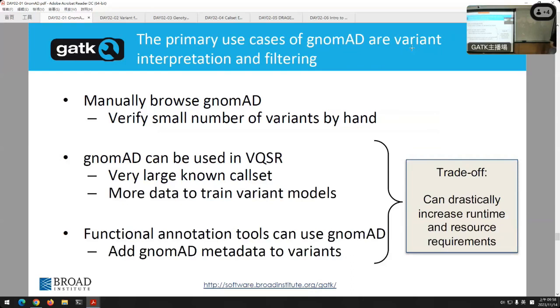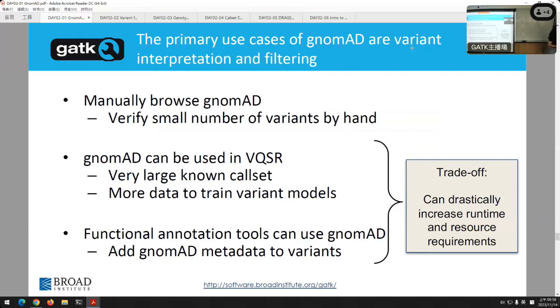If you are trying to find your patient's cause of disease, you can go and investigate whether that variant was seen before, how common is it, what does the rest of the variation in that gene look like, all things like that.